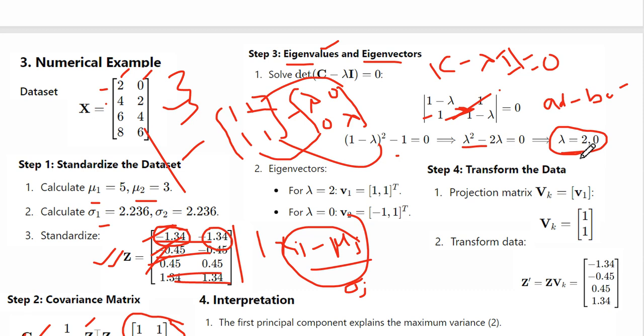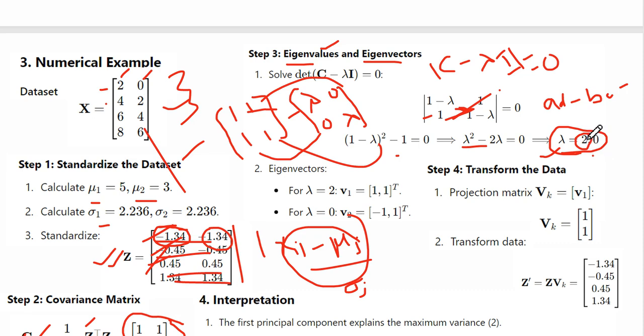0. That means we are getting two values for lambda, two eigenvalues. If we have two features, we get two eigenvalues. If we have three features, we get three eigenvalues. If we have four features, we get four eigenvalues. After getting these eigenvalues, we arrange them in descending order. Already these are in descending order. First one is lambda equal to 2, then lambda equal to 0.